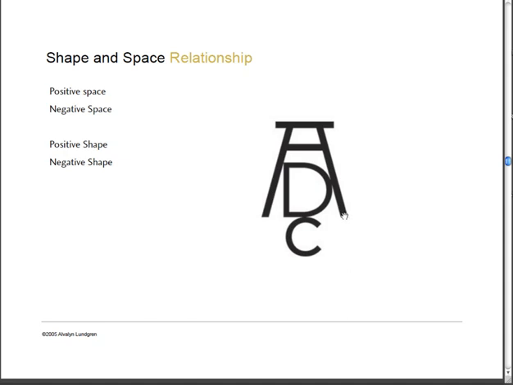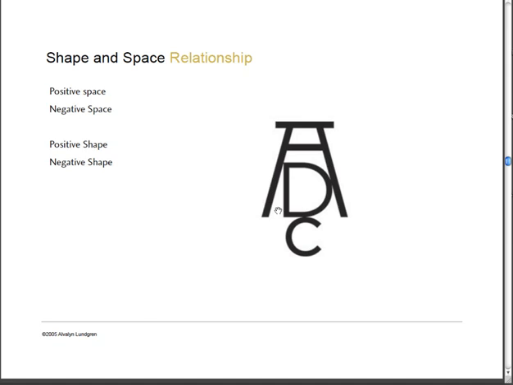And that will always have a shape. So positive space and positive shape are somewhat interchangeable in understanding. A shape is a perceived thing that is occupying space. It's a positive thing, it's a figure, and therefore it's positive space. Negative shape and negative space are a little bit different from each other.